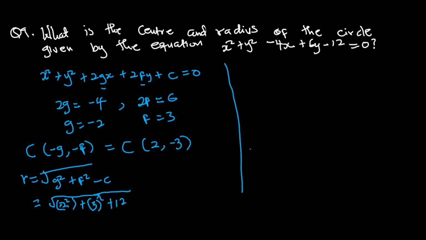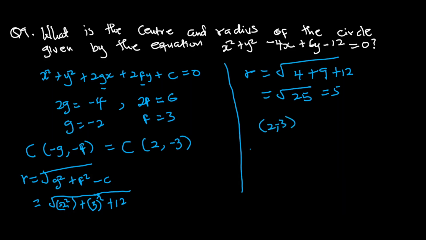Now when we evaluate whatever we have, we are going to have square root of 4 plus 9 plus 12, and that will give us square root of 25. That will be equal to 5. So our center is 2, negative 3, and then the radius is equal to 5. Alright, so the correct answer is B. Our answer is B. Now let's move on to question 10.